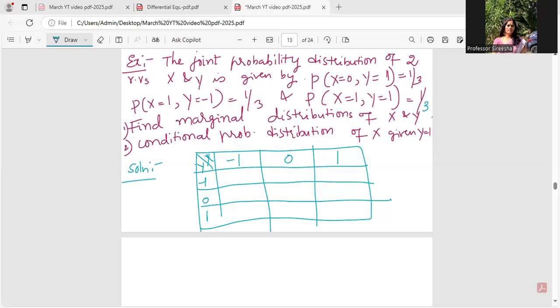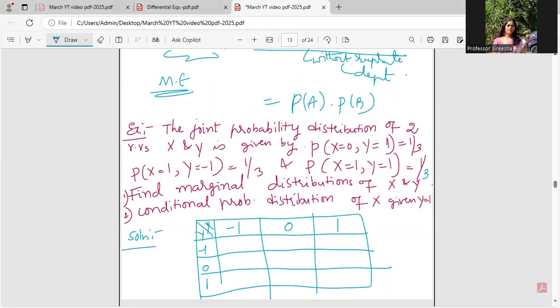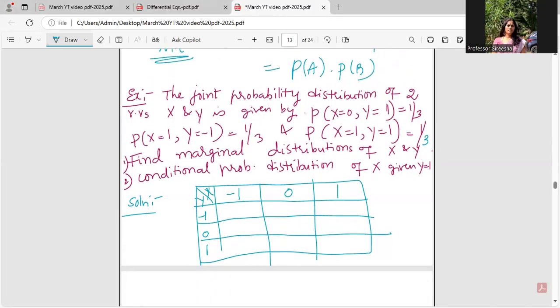Okay. So, there's a problem on joint probability distribution function. The joint probability distribution of two random variables x and y is given as follows. There are certain values. Before writing into the table, I shall tell you. You are being asked to find the marginal distributions of x and y and the conditional probability distribution of x, provided y value is given to be 1.